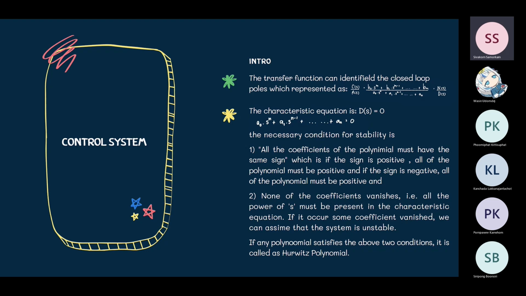For example, all the powers of s must be present in the characteristic equation. If some coefficient vanishes, we can assume that the system is unstable. If any polynomial satisfies the above two conditions, it is called a Hurwitz polynomial.